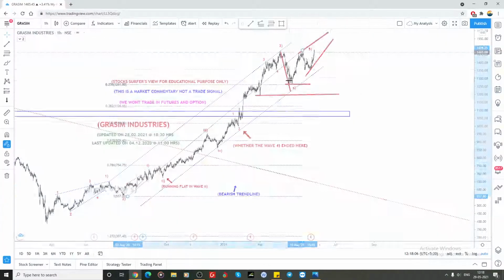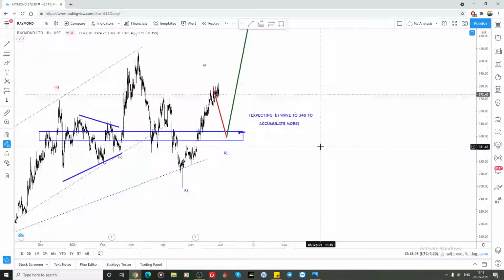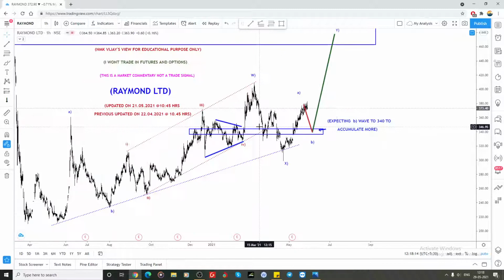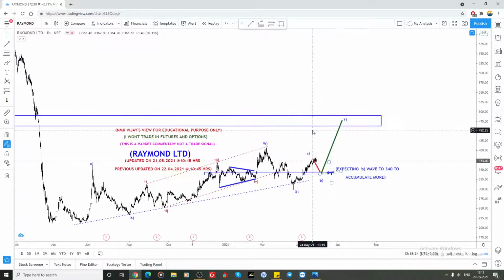So Raymond also no change. Here I am expecting the three-wave structure. So once after the three-wave structure, I will again buy in that 340 zone. That is the only thing I am expecting, the three-wave structure like this, and it has to fall within this 350 to 340 zone to accumulate for that Y wave target.